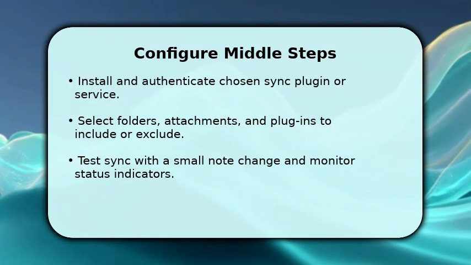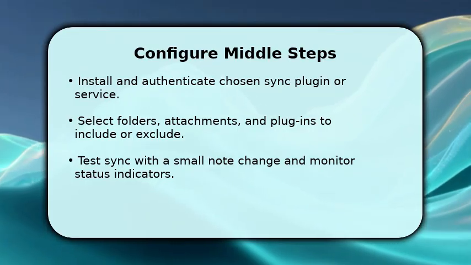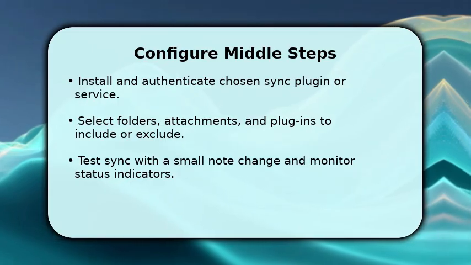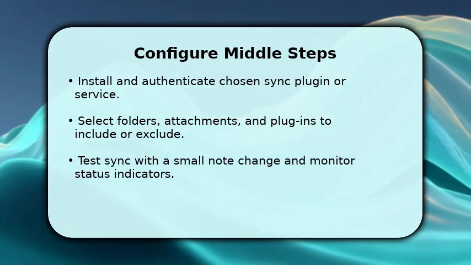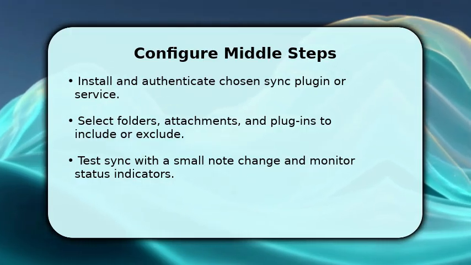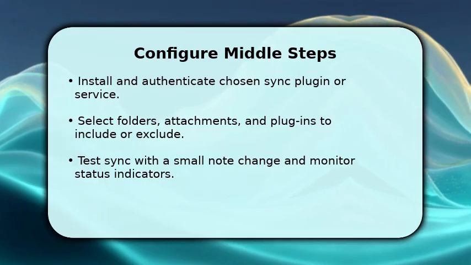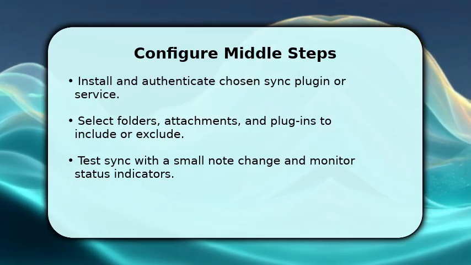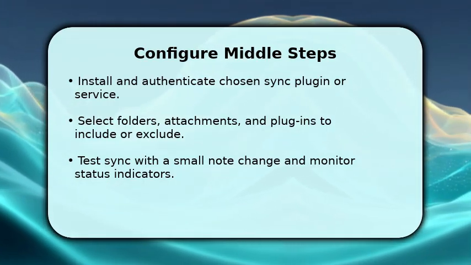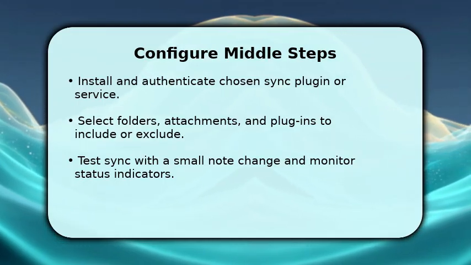You now configure the core sync mechanics. Install and authenticate the sync service or plugin you selected, supplying credentials when prompted. Then explicitly include which folders and attachment types should sync and whether plugin data needs propagation. This reduces unnecessary transfers. Once settings are applied, create a small test change on one device and watch the sync status. Successful icon indicators or logs confirm propagation. If it stalls, pause and re-authenticate before proceeding to full migration.